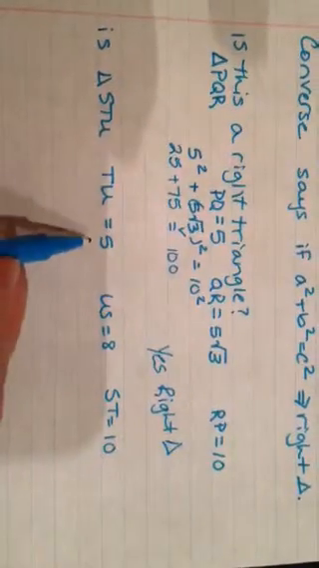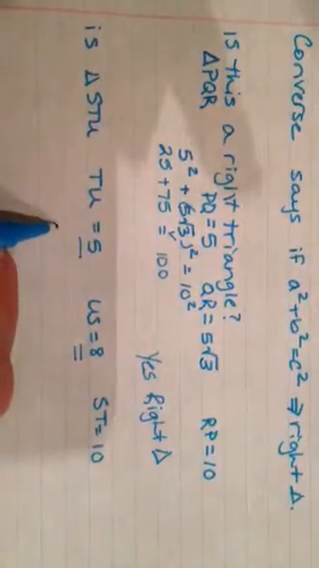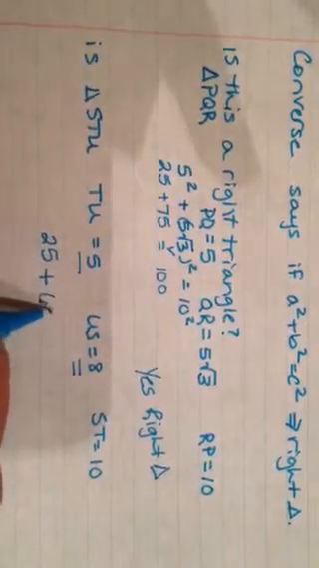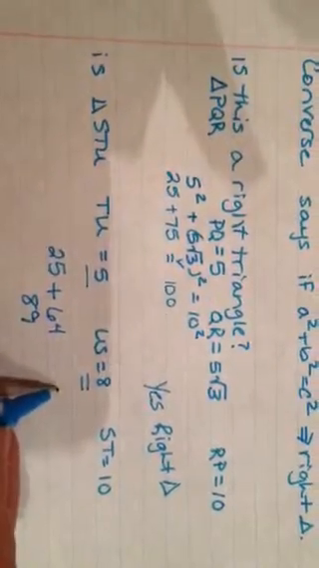Let's try another one. TU is 5, US is 8, ST is 10. Okay, so square this side, add them together. 5 squared is 25, 8 squared is 64, add these together, what do I get? 89. Does that equal 10 squared? What's 10 squared? 100. They are not equal. So since they're not equal, they're not a right triangle.